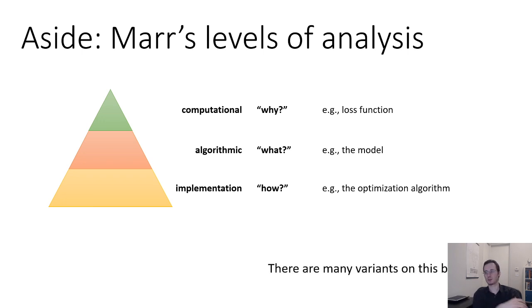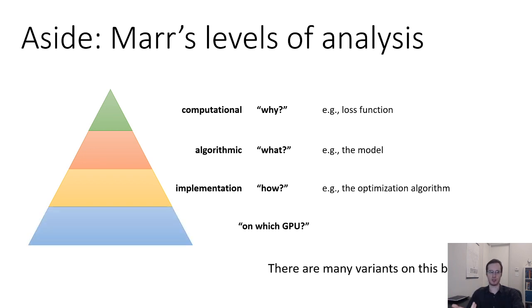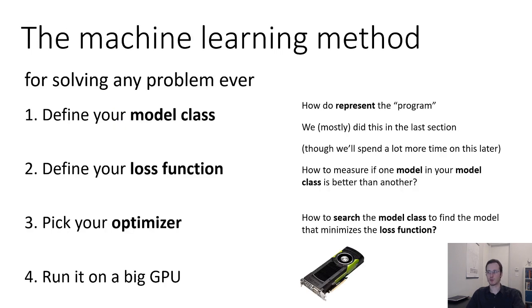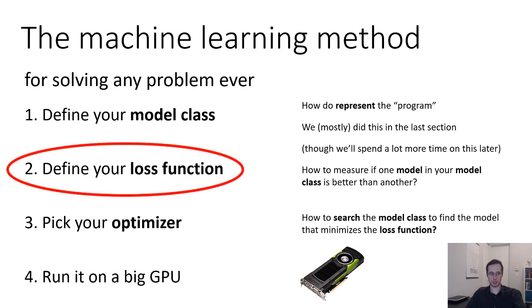Now, there are many variants on this basic idea, many different ways to separate out the levels of analysis. You could, for example, add another base level, which is like, what kind of GPU do you run it on? Very relevant to a machine learning researcher, maybe not so relevant to a neuroscientist. All right, so this is our machine learning method, and we're going to talk about how we define our loss function next.